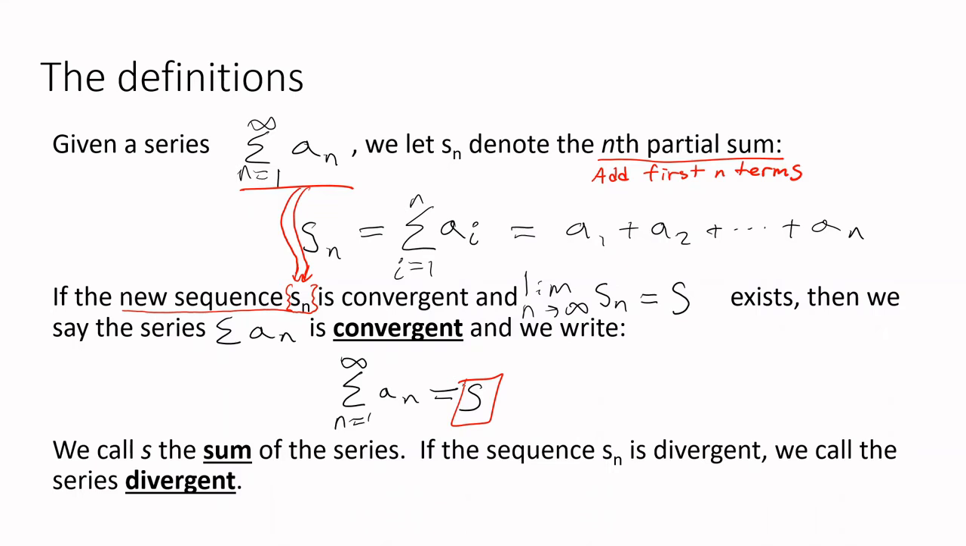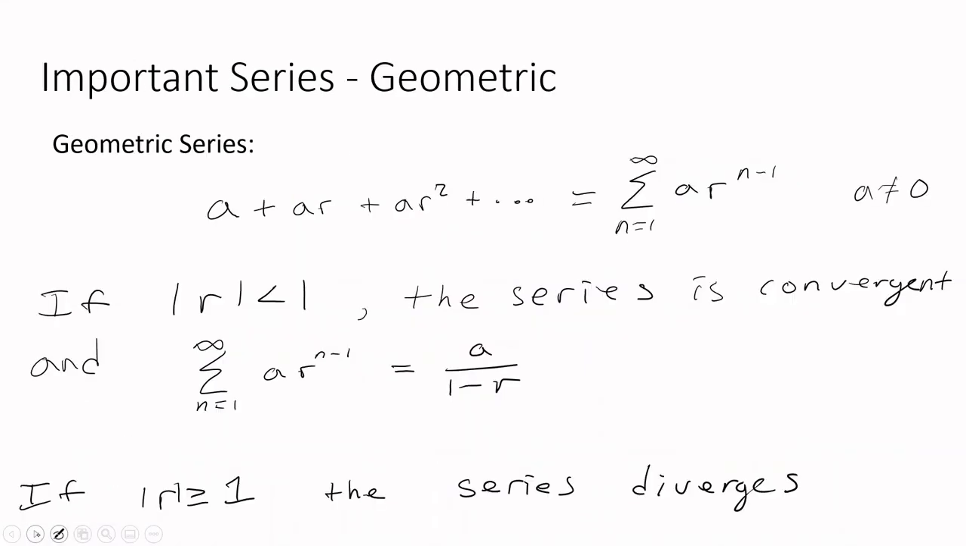Now, if that sequence is divergent, if that sequence, for whatever reason, goes to infinity, negative infinity, or just doesn't exist, doesn't even go to either of those, I call the series divergent. Okay. All right, so important series.